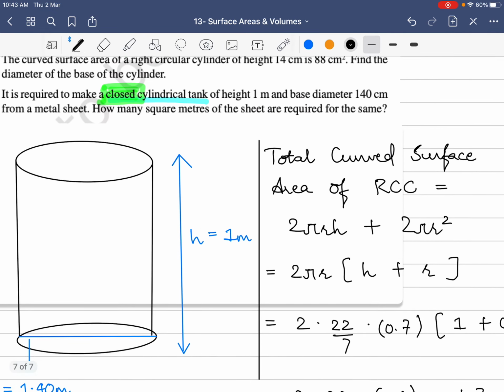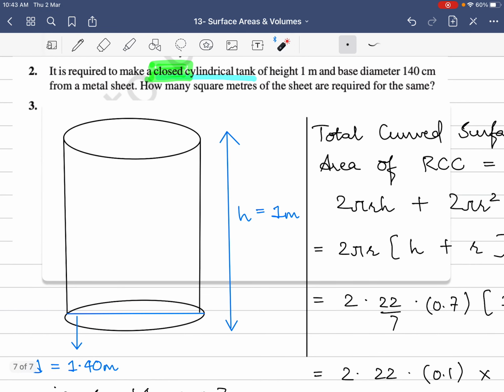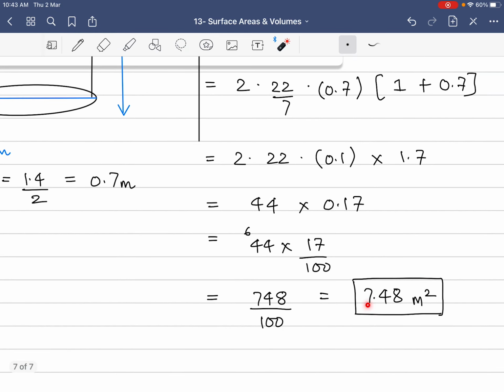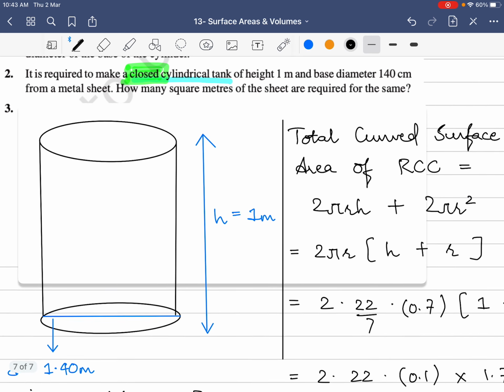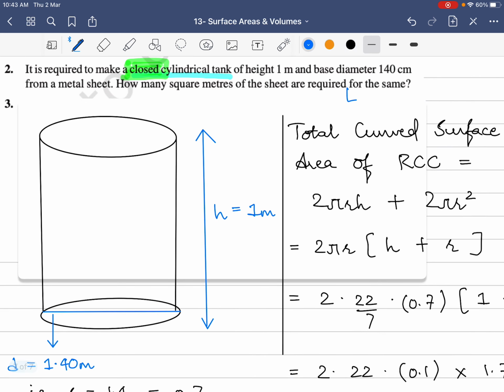So what was asked of us? Let's go back to the question. The question had asked how many square meters of sheet are required to construct a closed cylindrical tank of height 1 meter and base diameter 140 centimeter. The total amount of metal sheet that will be needed is 7.48 meters square. So that is our simple answer. I'm just going to write it down: 7.48 meter square. This much amount of metal sheet will be required to make this closed cylindrical tank. That's all.